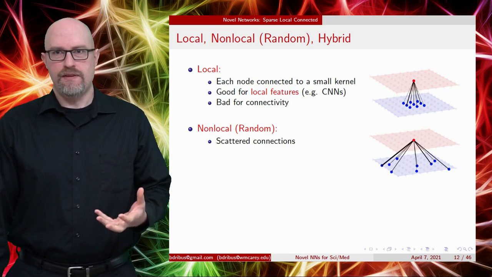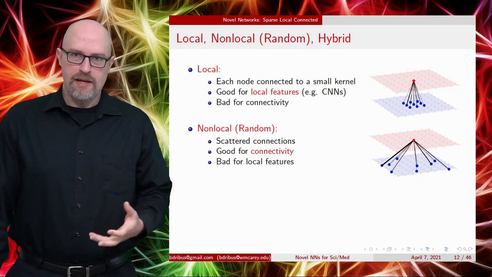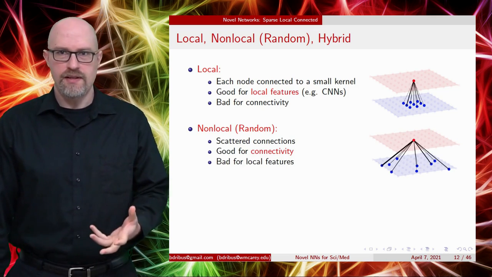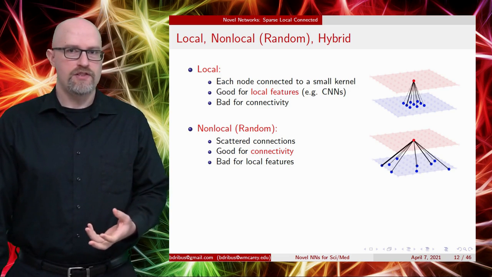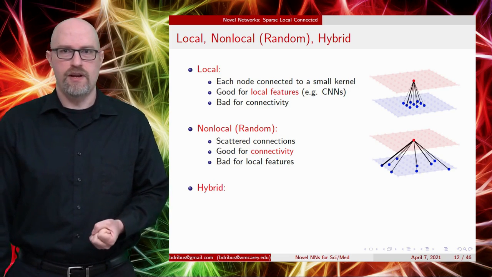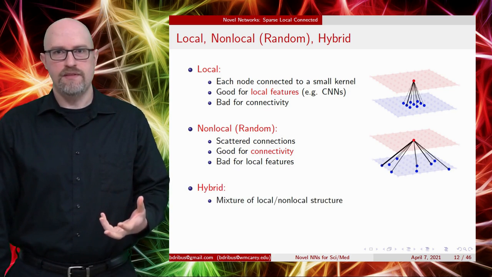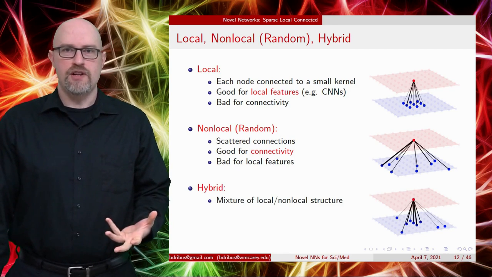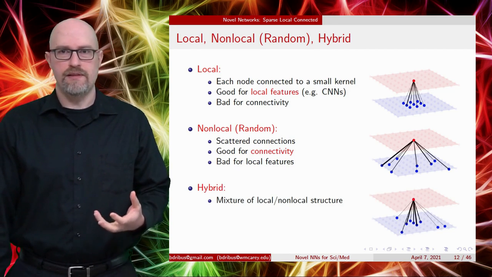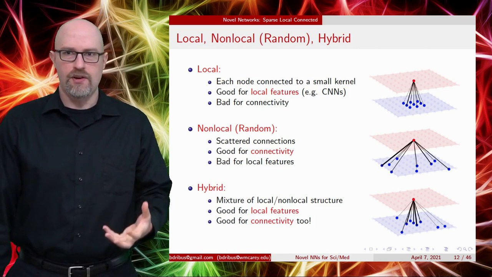This is excellent for network connectivity, but bad for local feature analysis, because most of the local connections that could detect such features are absent. A third type of configuration is a novel hybrid configuration, in which a local kernel architecture coexists with sparsely scattered non-local connections. Hybrid structure can detect local features with its local edges, while simultaneously connecting the network thoroughly together with its non-local edges.